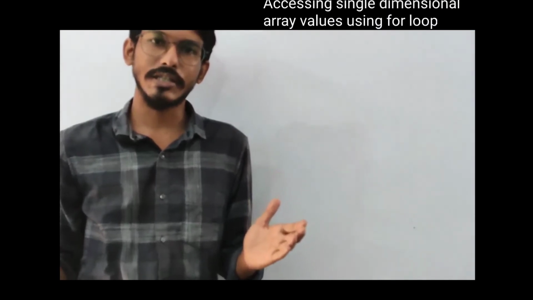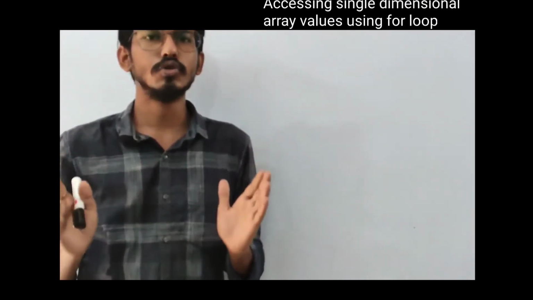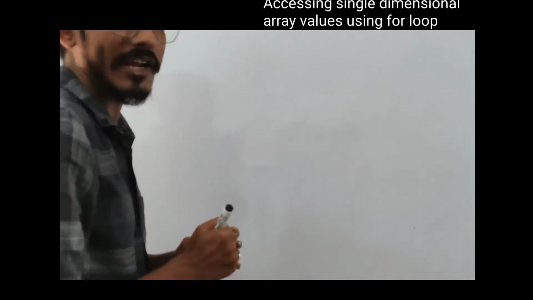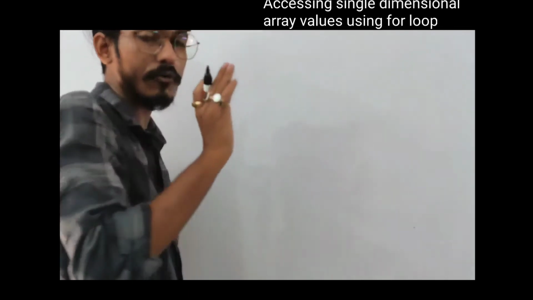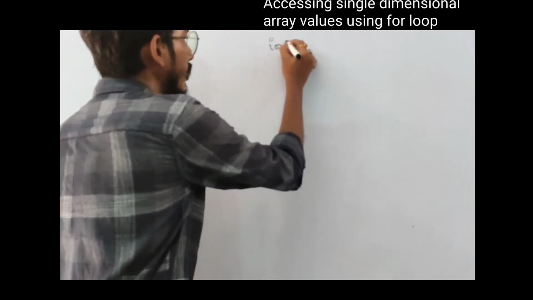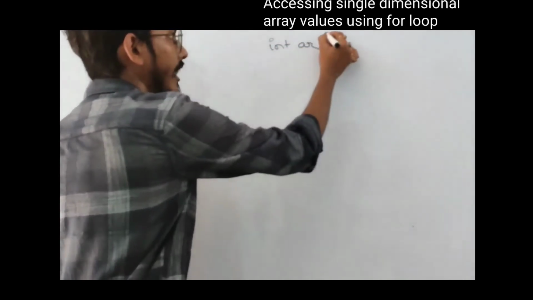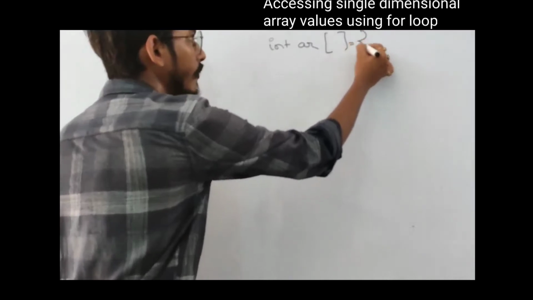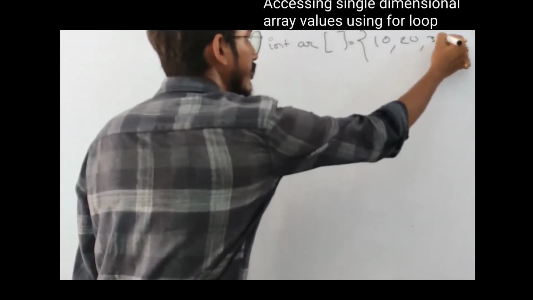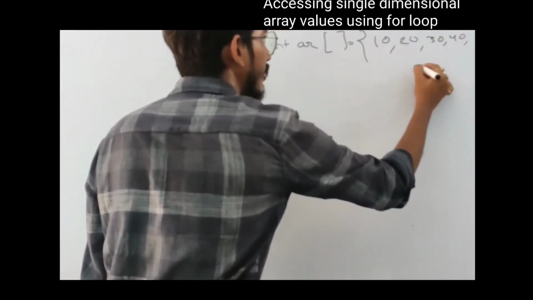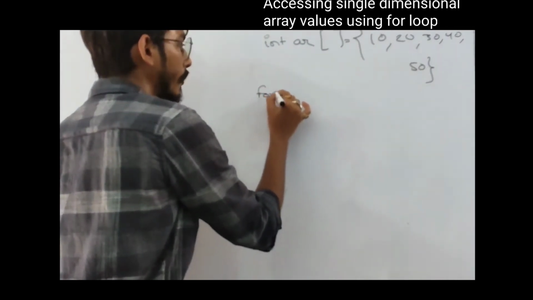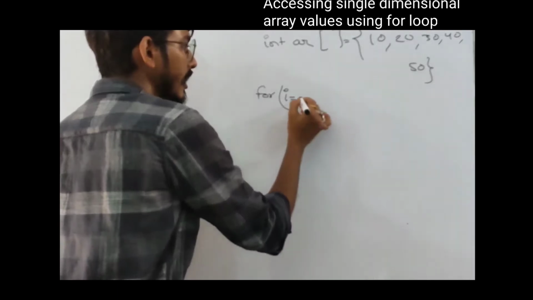We can also access the values stored in an array using a for loop. So let's see how to do that. Suppose there is an array of size 5, that is, there are 5 values inside the array. Let's suppose the array is AR, and inside that array there are 5 values: 10, 20, 30, 40 and 50. Now we are running a loop, and the loop variable is I.